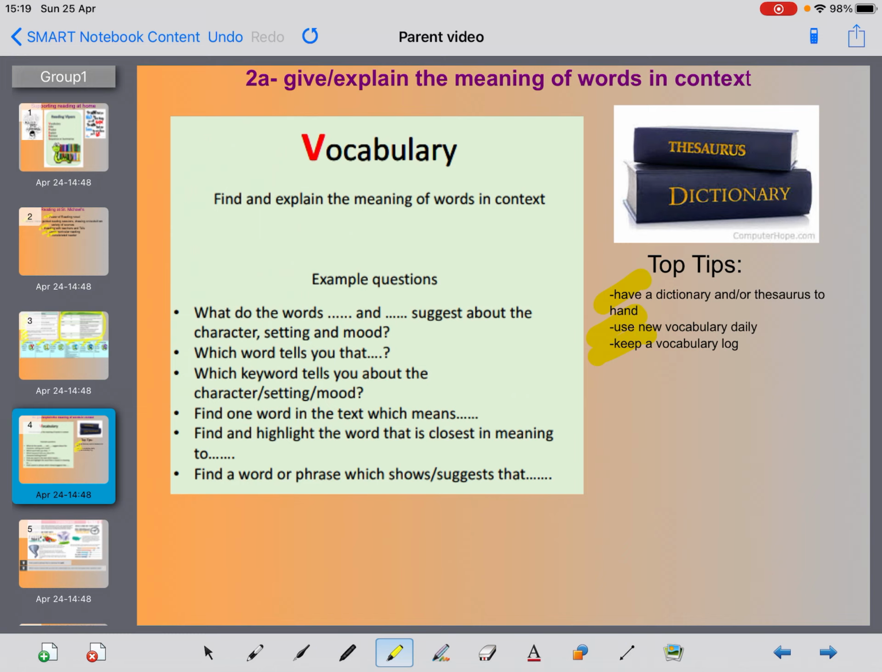Some example questions that you might see. What do the words suggest about the character, mood, and setting? So they will be given a word from the text and they have to make suggestions. Which word tells you that? Which keywords tell you about the character? Find one word in the text which means, so that is looking at synonyms. Find and highlight the word that is closest in meaning to. Find a word or phrase which shows or suggests.